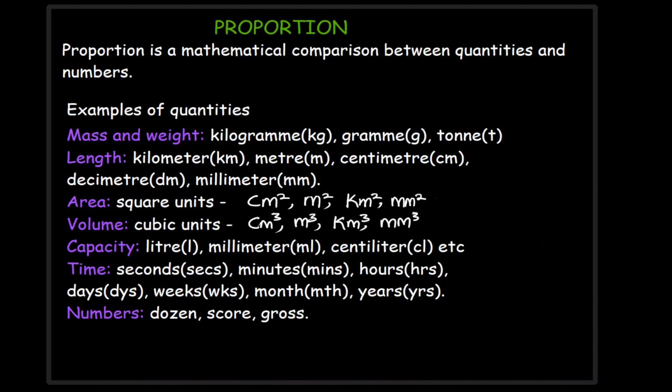The other one is volume. Volume is measured in cubic units of length, which gives us centimeter cube, meter cube, kilometer cube, millimeter cube. We have capacity: liters, milliliters, centiliters. Time: we have seconds, minutes, hours, days, weeks, months, years. We have decade, century, and millennium. Numbers: we have dozen, score, gross.